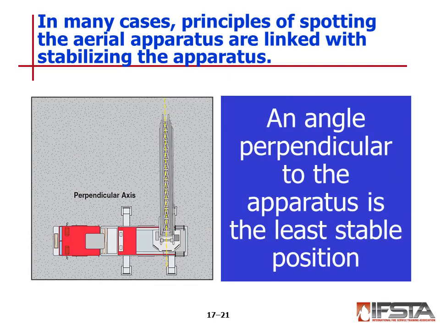An angle perpendicular to the apparatus is the least stable position. By positioning the truck body in line with the expected position of the aerial use, stability of the apparatus can be increased.